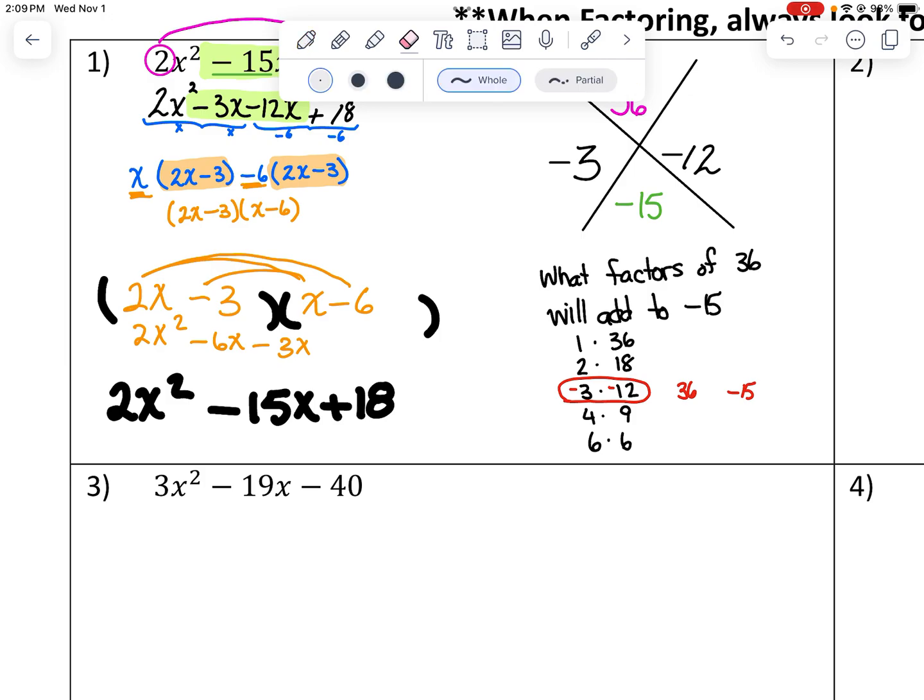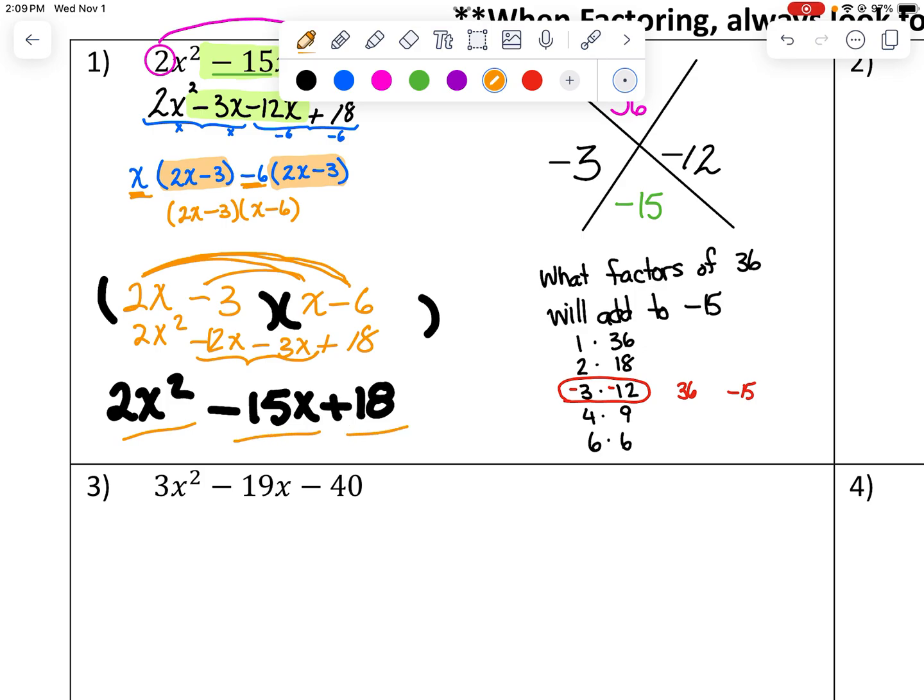Let's back this up. Right here. 2x times negative 6 is negative 12x. There we go. And negative 3 times negative 6 is positive 18. And then when I combine like terms, I get 2x squared minus 15x plus 18. So voila. This is our answer right here. This is simply the check.